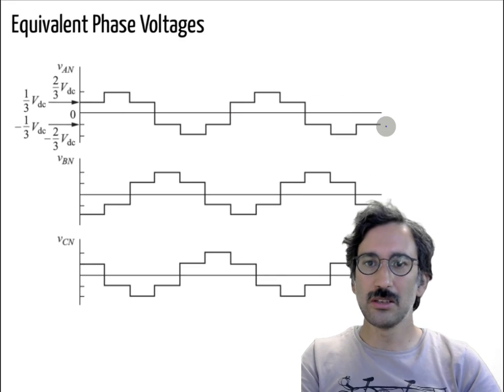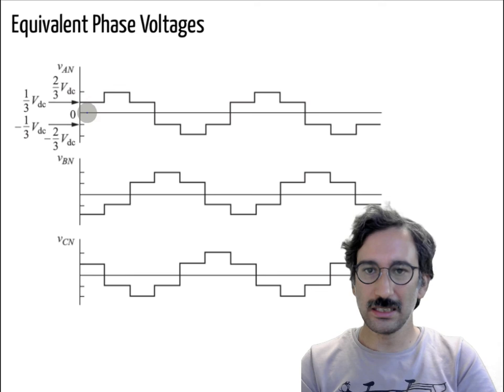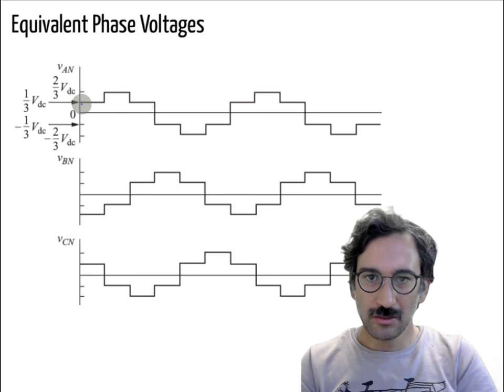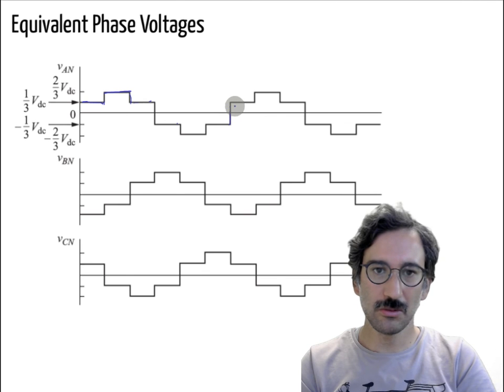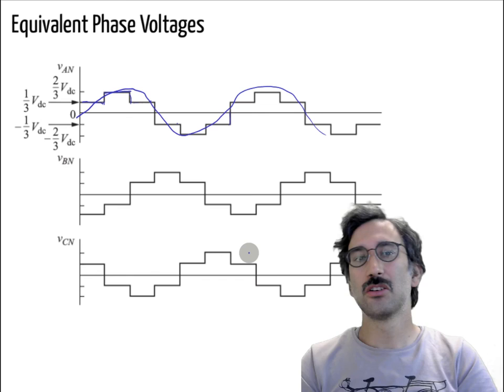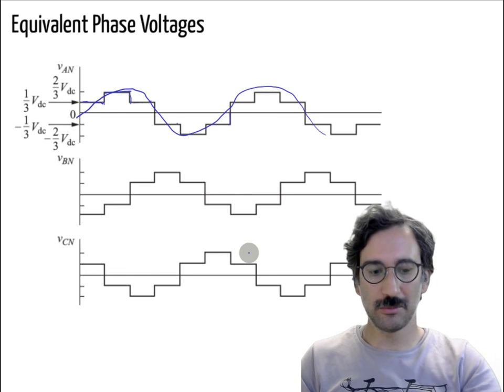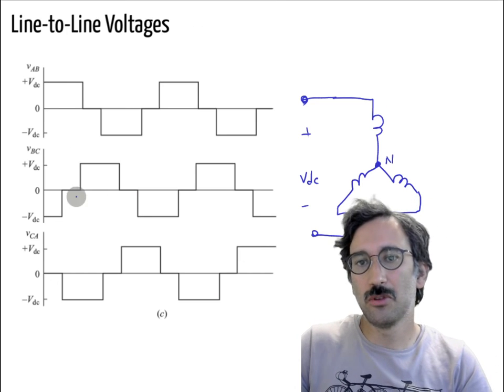And actually, if you draw that for equivalent phase voltages, what you will see is VDC over 3, 2 VDC over 3, another step, then minus VDC over 3, and minus 2 VDC over 3. So you have that kind of configuration. And again, you can get the fundamental components, and you can calculate the harmonics. So let's do that. First, for the line-to-line voltages.